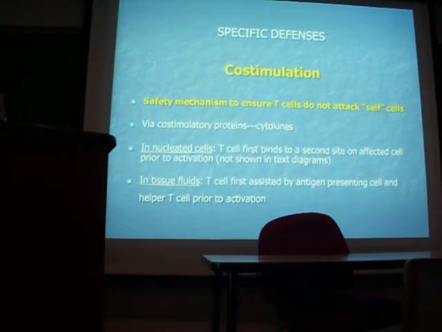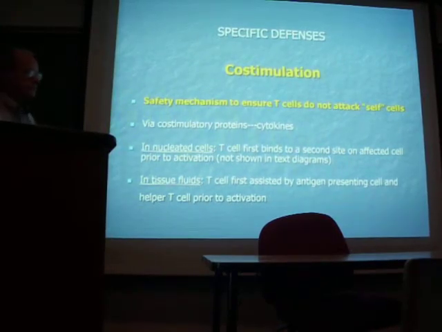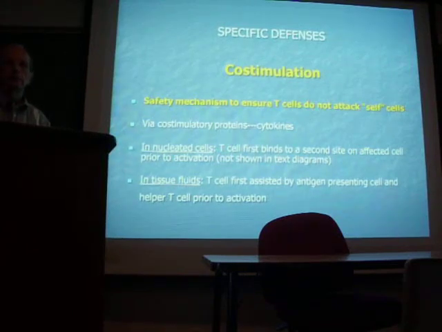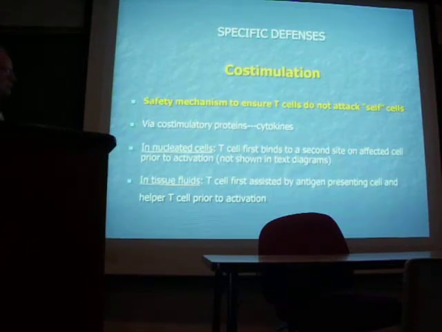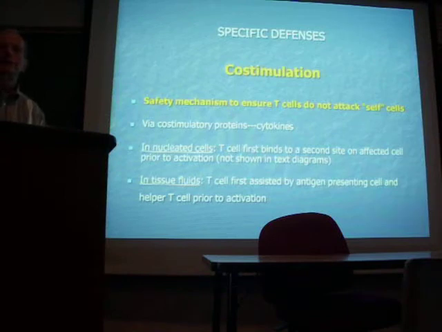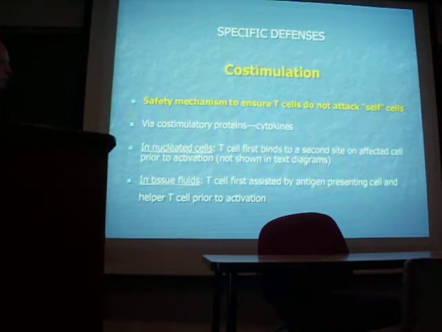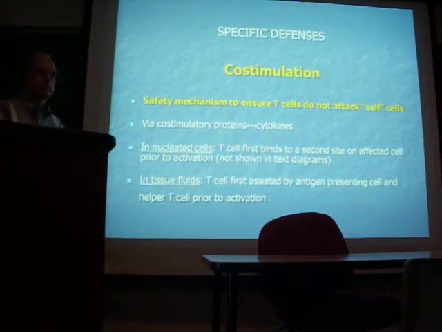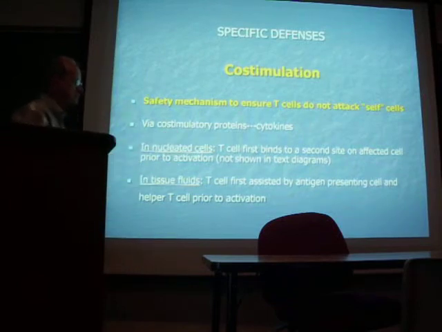Now, this thing about co-stimulation, this is that built-in safety check mechanism that I told you about. It is a safety mechanism that ensures that T cells do not attack normal cells. All right, so this happens via some stimulatory proteins that are called cytokines.